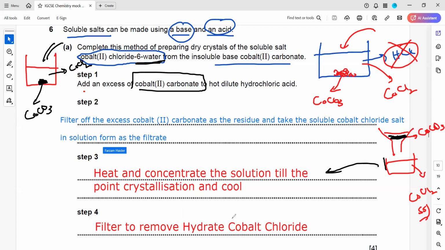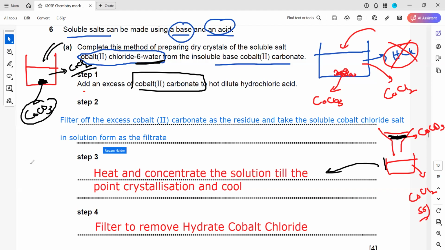Say in step 2, can we only write filter the solution? Will that be correct? Why do we need excess cobalt carbonate here? To make sure all the hydrochloric acid has reacted.